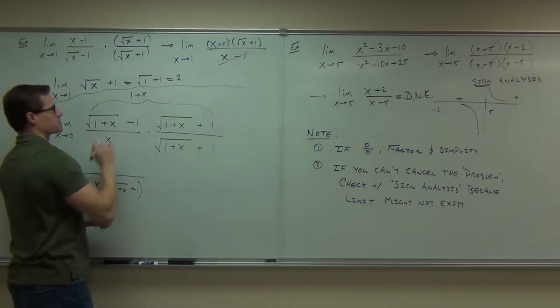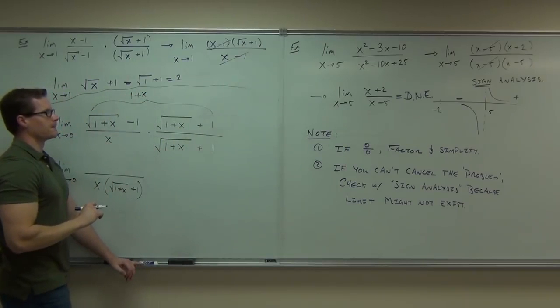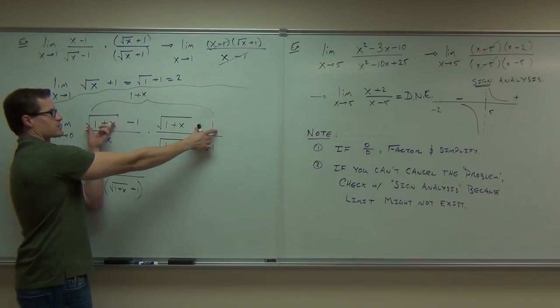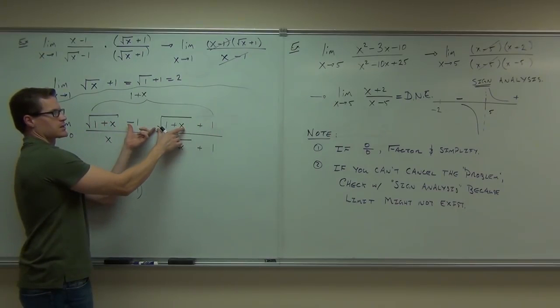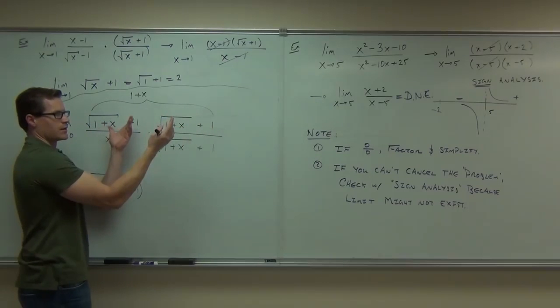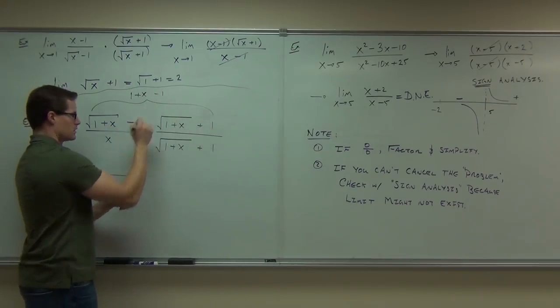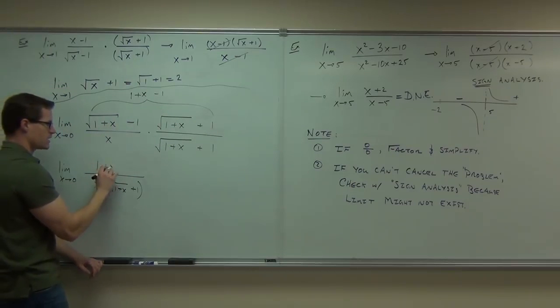1 plus x. Very good. Okay, and then what? Minus 1. So I'm going to get square root of x, square root of 1 plus x, positive. Square root of 1 plus x, negative. That's going to be gone. That's what the conjugate does for you. And lastly, I'm going to get, so this is 1 plus x minus 1.